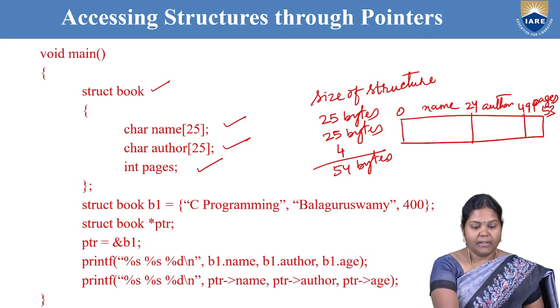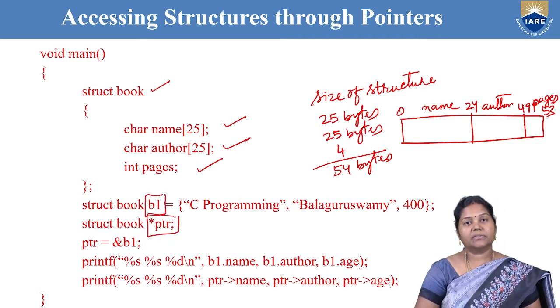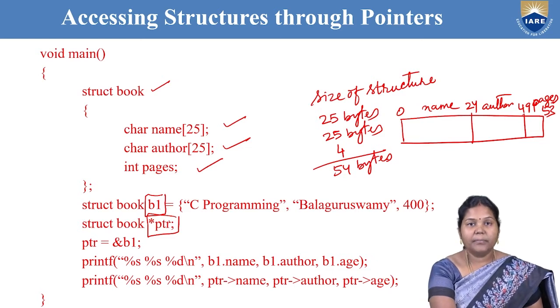Okay. Now, how many types of variables can you create? Structure variables are of two types. One is called a simple structure variable. Another one is called a structure pointer. So here B1 is called a simple structure variable and *ptr is called a structure pointer.